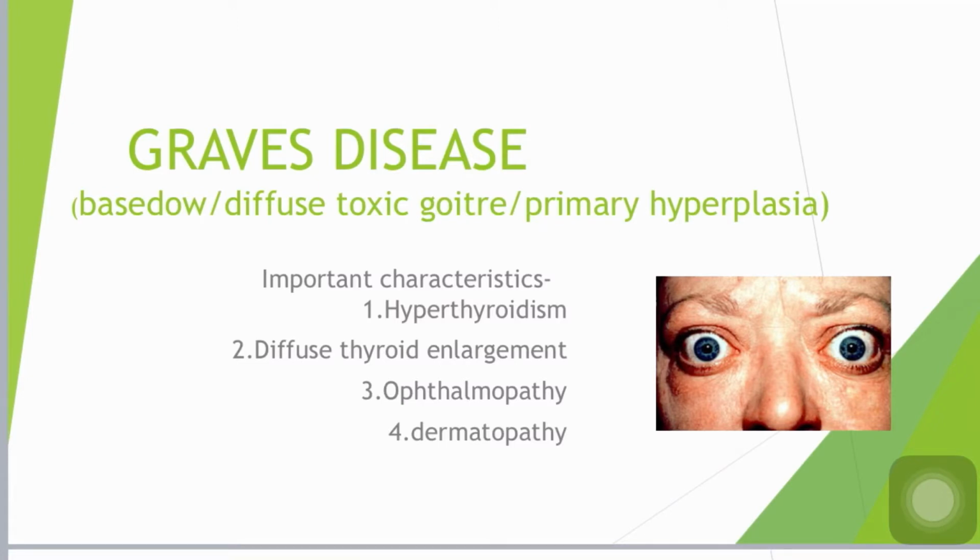The third name is primary hyperplasia. So here you can see that there is hyperplasia. The hyperplasia is nothing but increase in the number of cells.